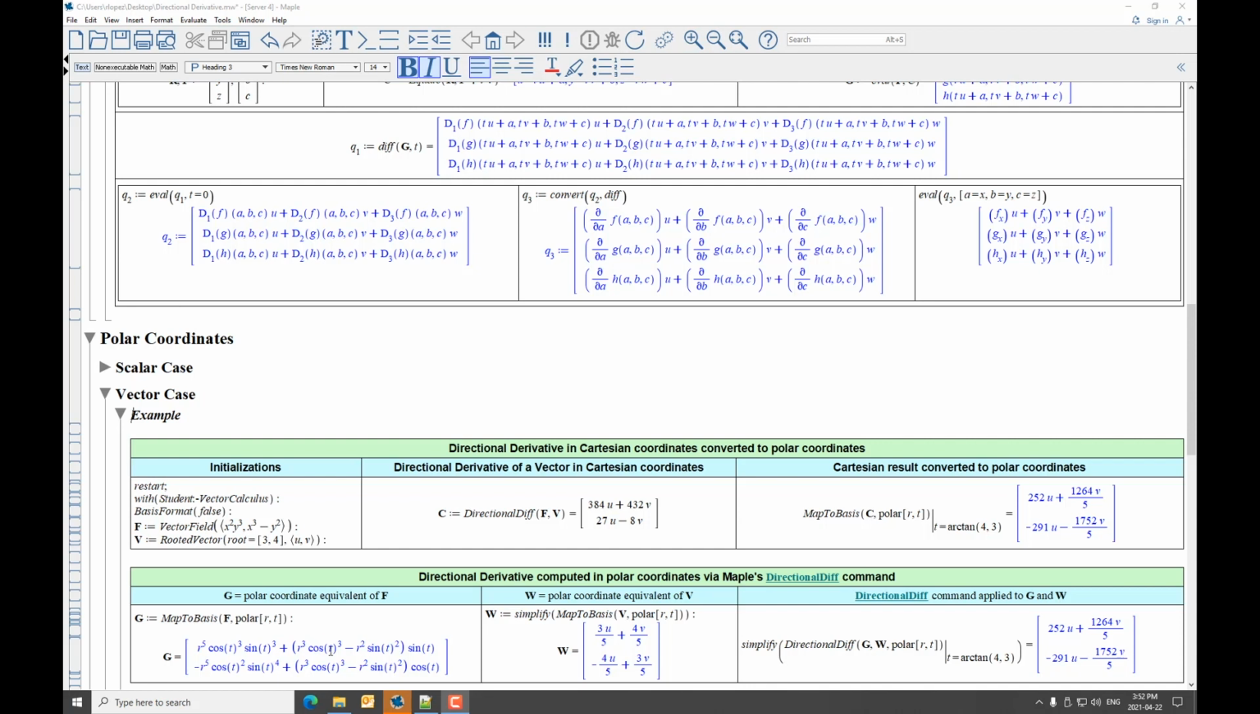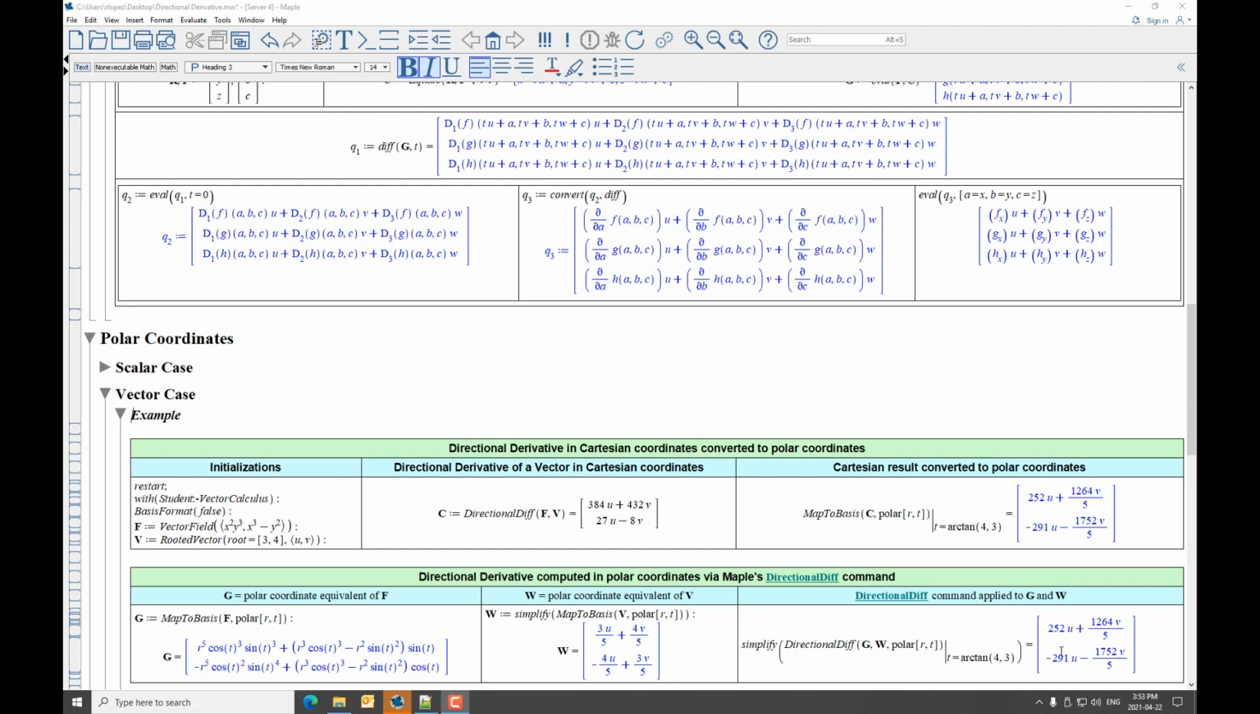Now brought over to polar coordinates. Now you want to take the direction vector over to polar coordinates. Because v is defined as a rooted vector, you can bring it over to polar coordinates. Apply the directional derivative to the vector g in this direction w, reminding Mathematica that it's to work in polar coordinates. There'll be a t floating around, and the t is arctan 4/3.